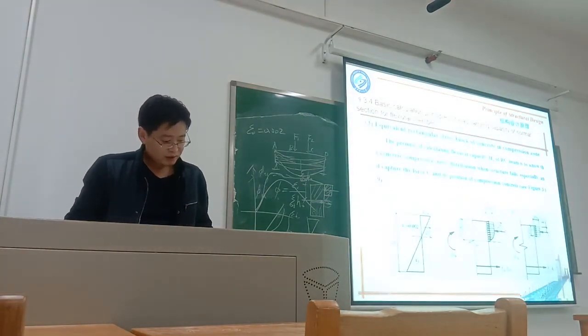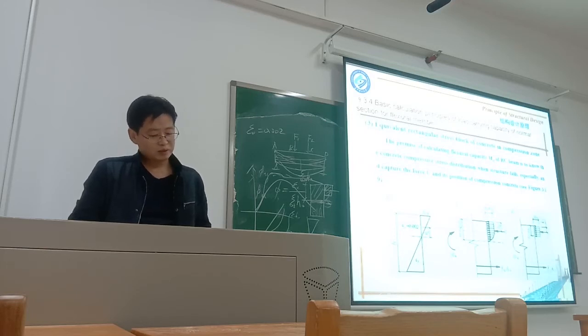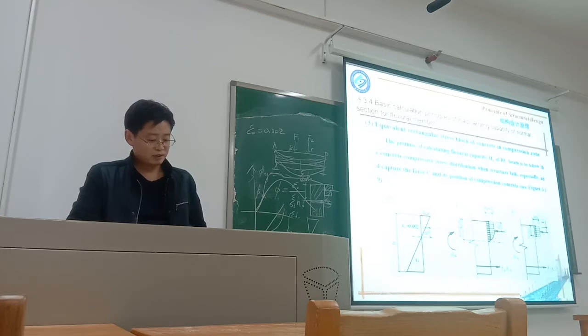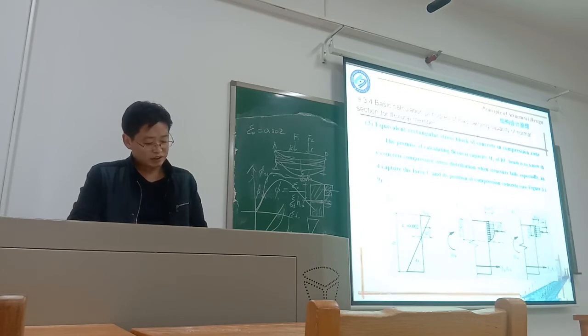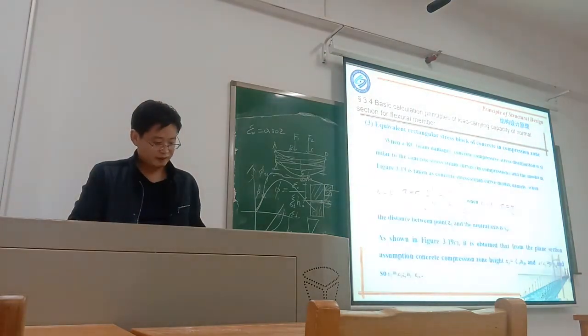The premise of calculating the flexural capacity Mu of a reinforced concrete beam is to know the concrete compressive stress distribution at failure, especially to capture the force C and the position of this force C. Because it's a curve and it changes with the distance, it's very difficult to get this value. So how do we get it?